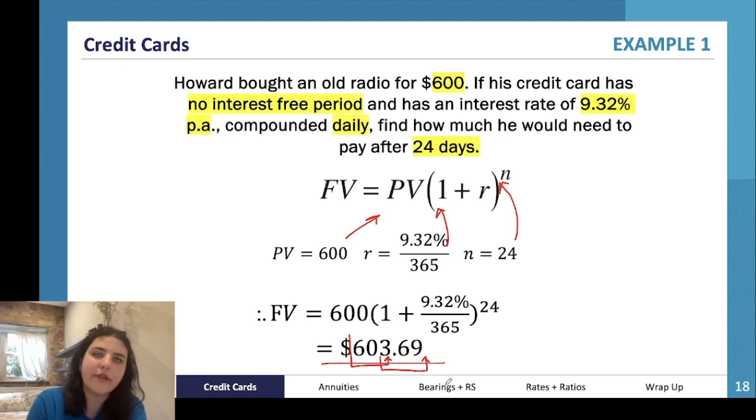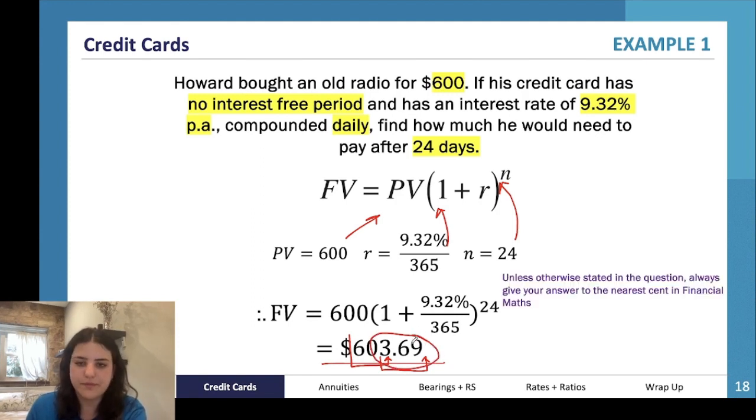That's why people are like, oh, having a credit card's worth the benefits because you're not paying much interest. Yes, if you just paid for it on a debit card, you would just pay $600, but you'll see that the interest is so low that it's not that consequential. Unless otherwise stated in the question, always give your answer to the nearest cent in financial maths as well. So don't round that up to 70. It looks like the answer was 69.